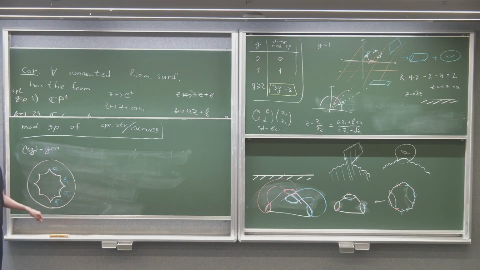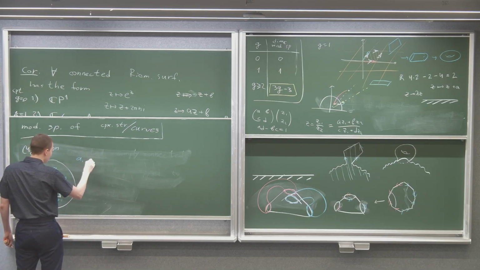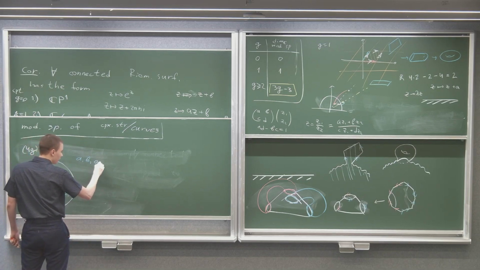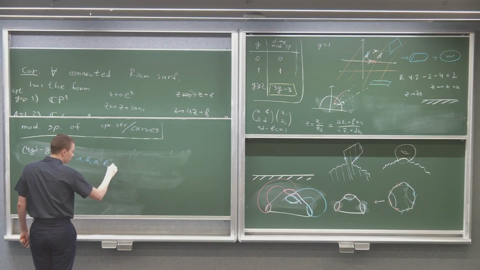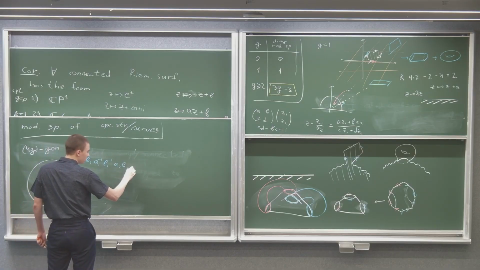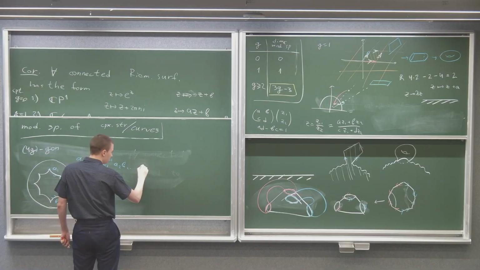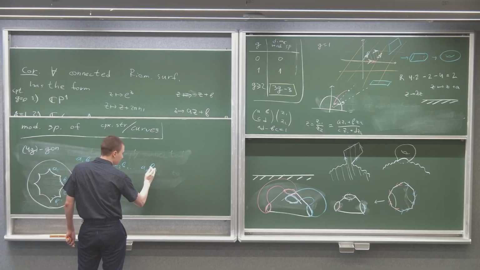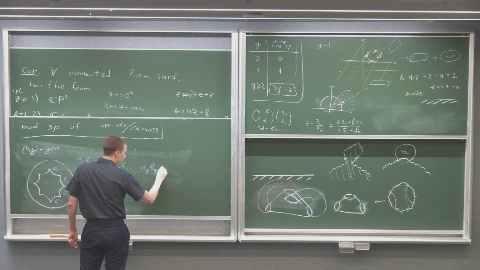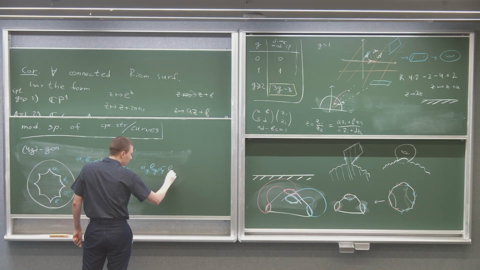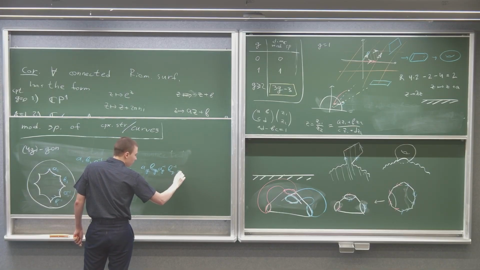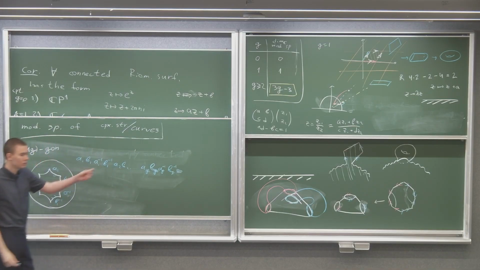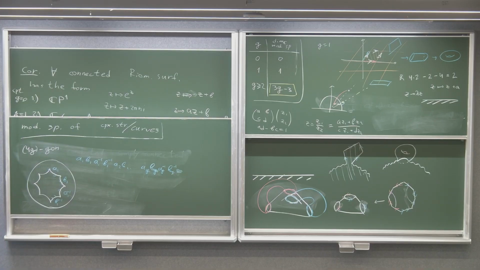And then this pattern continues. So I'll say that I'll have A1, B1, A1 inverse, B1 inverse, then A2, B2, and so forth, until I have AG, BG, AG inverse, BG inverse. So this is the sequence of my sides. All right.